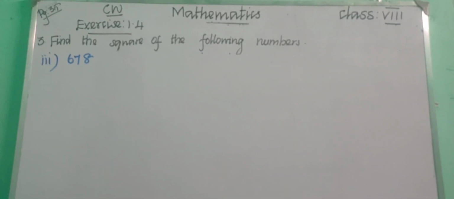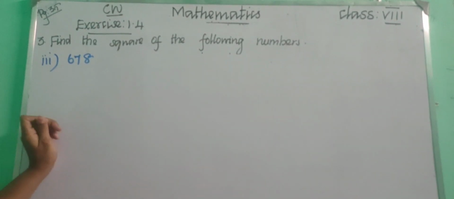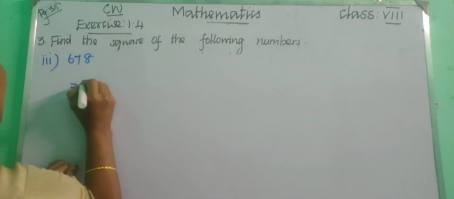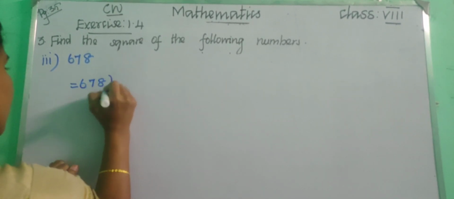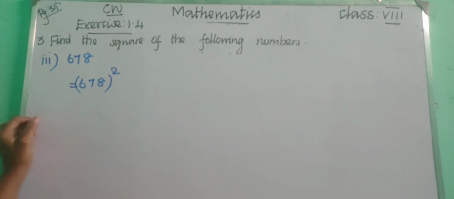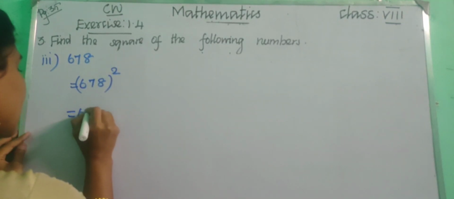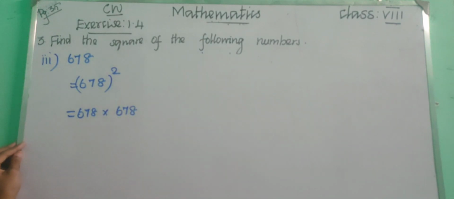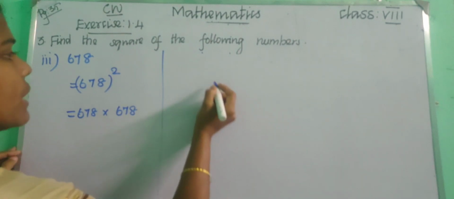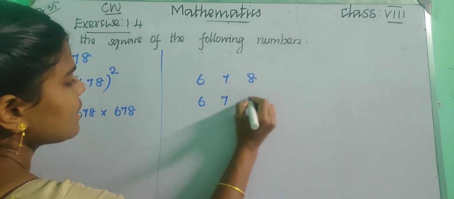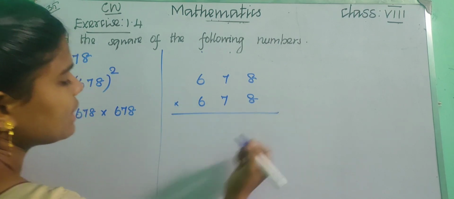Okay children, see the third question, 678. So how will you find the square of this? First of all, 678 square. We need to find the square of this. So 678 square means we can write 678 into 678. Okay children, let us multiply. 678 into 678. So how will you multiply?